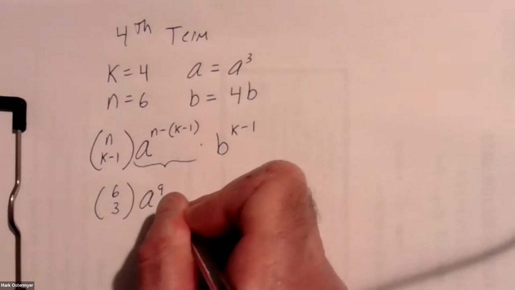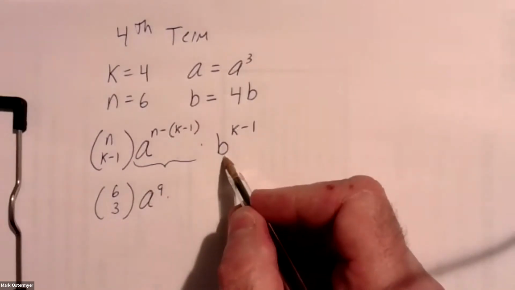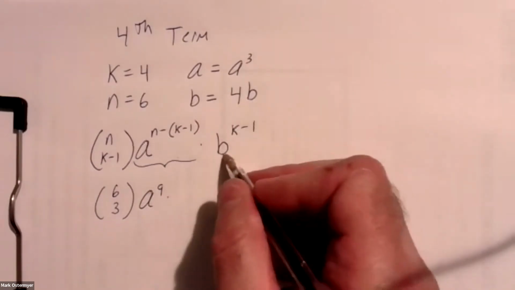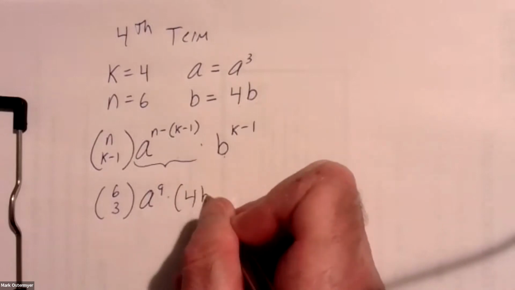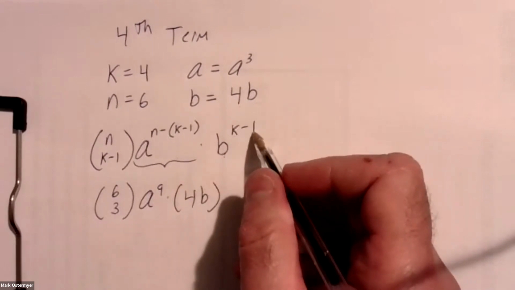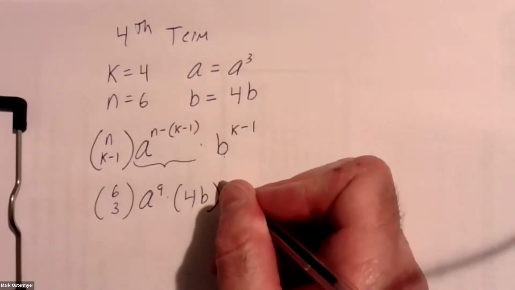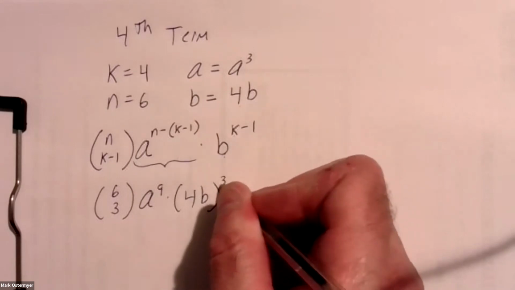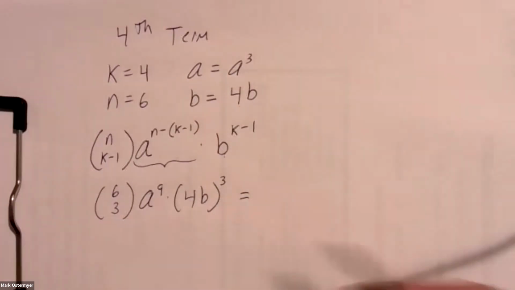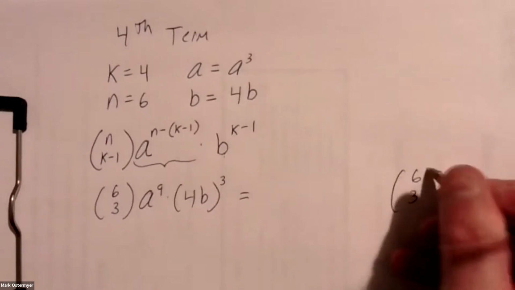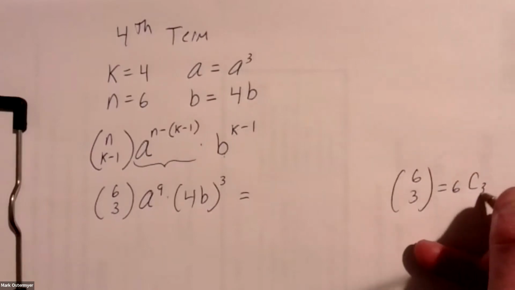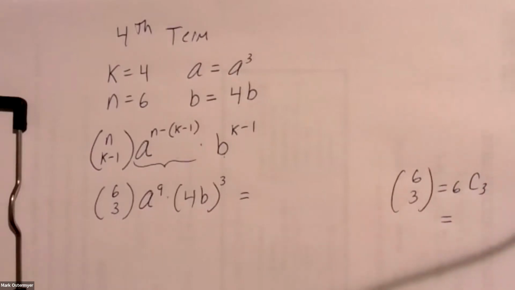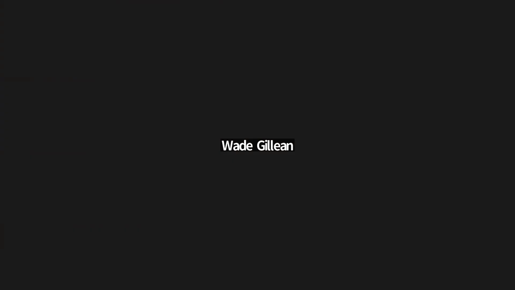We know that. Now the second term of our binomial is 4b though, so you have to put 4b in here. And that's going to be raised to the k minus 1 power, k being 4, so k minus 1, or 4 minus 1, is 3. What's 6 in combination with 3? Anybody? Dial that up on your calculator. What does that give you? 6 in combination with 3. 20. All right, so we've got 20 here.